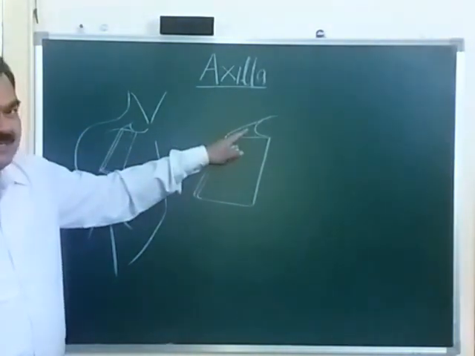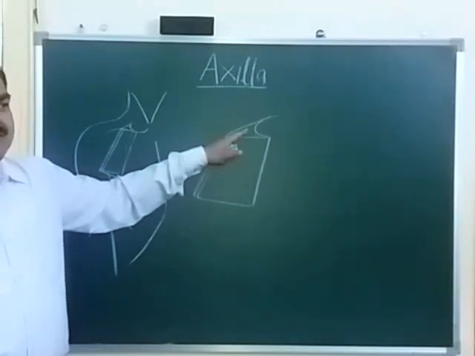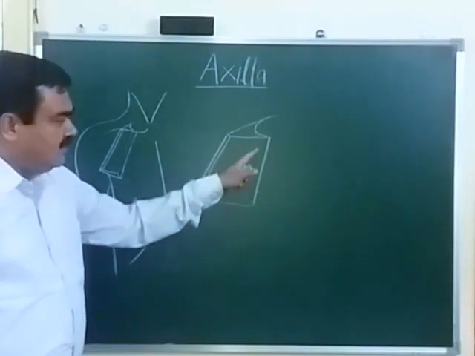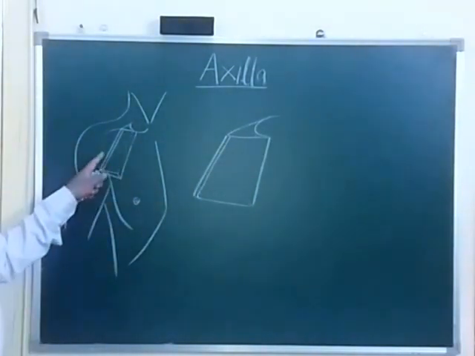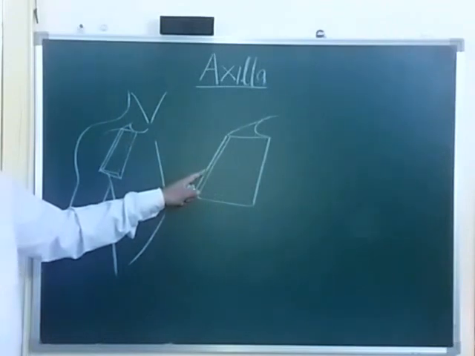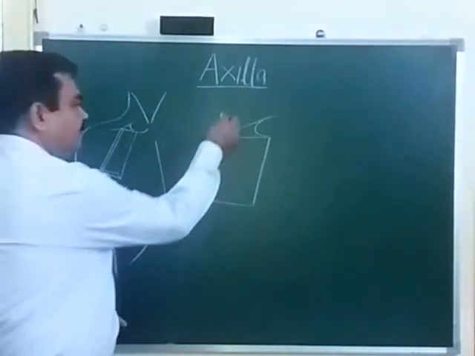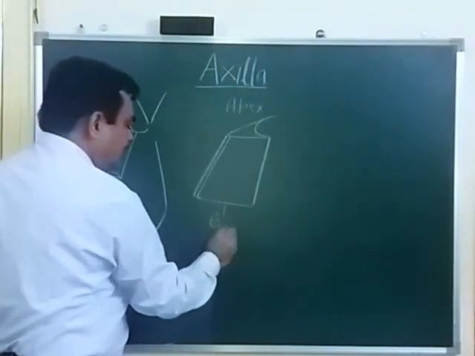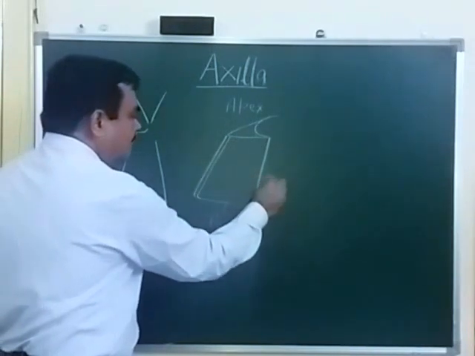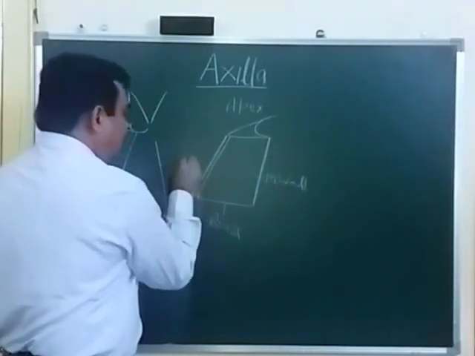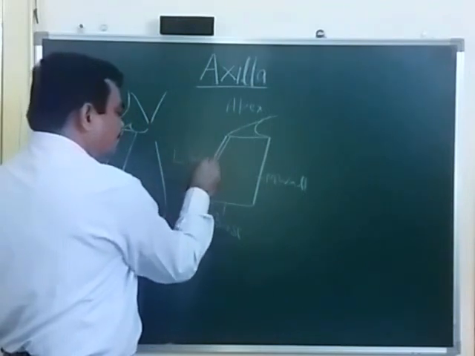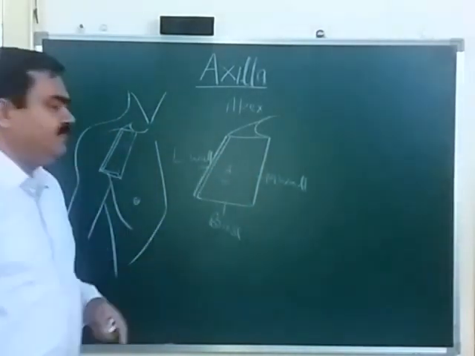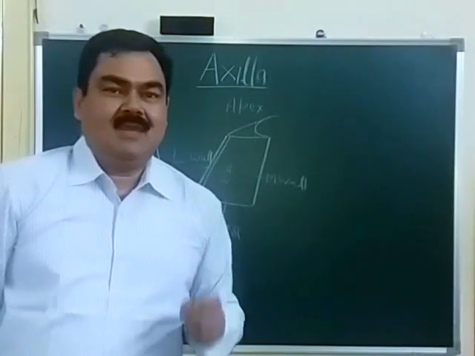It has apex, which is not conical, but is truncated. This is base. This is medial wall, towards the medial side. This is lateral wall. So it has apex, base, medial wall, lateral wall. This is anterior wall, and posterior is posterior wall. So it has 4 walls, apex and base.